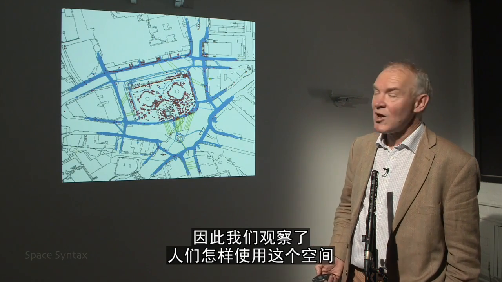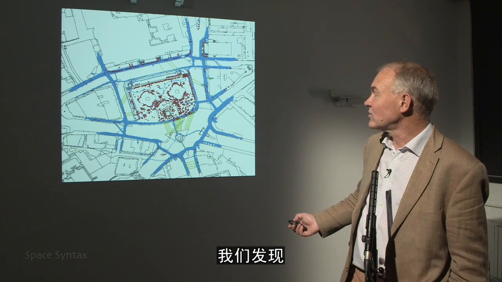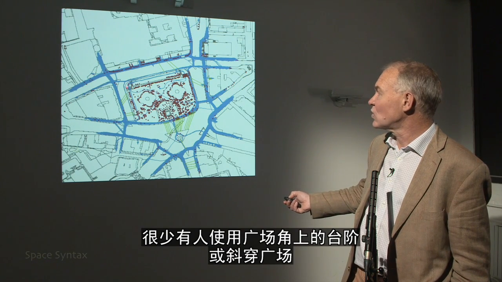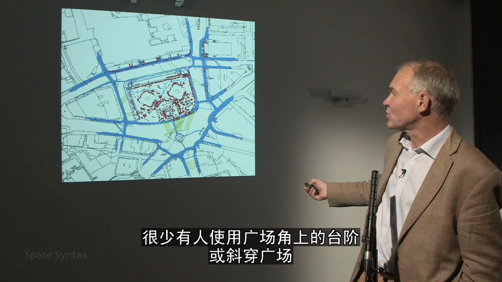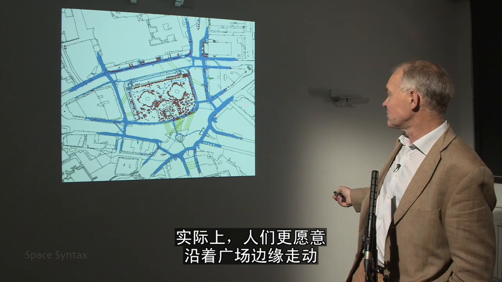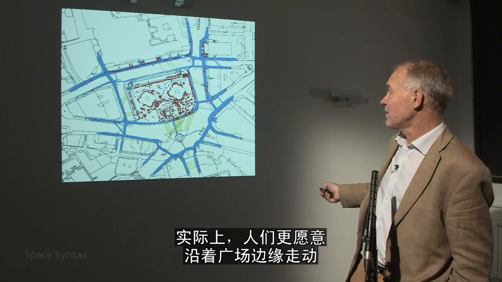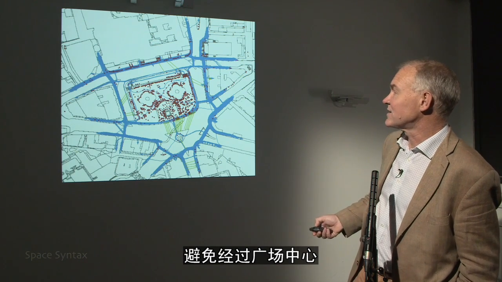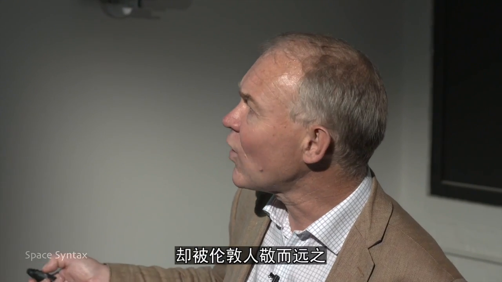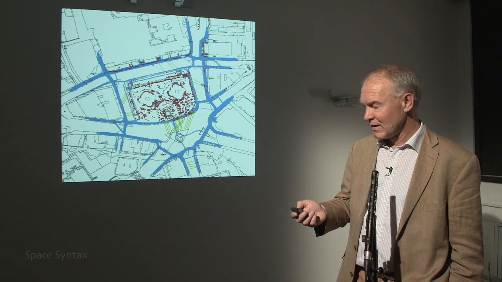So we observed how people were using space, and we found, for example, that very few people would use the stairs in the corner of the square and move across the square diagonally. In fact, most people tended to move around the edges of the square and avoided the centre of the square itself. The people who were in the centre of the square were the tourists. They'd gone out of their way to go to visit Trafalgar Square, but they were being kept away from Londoners.